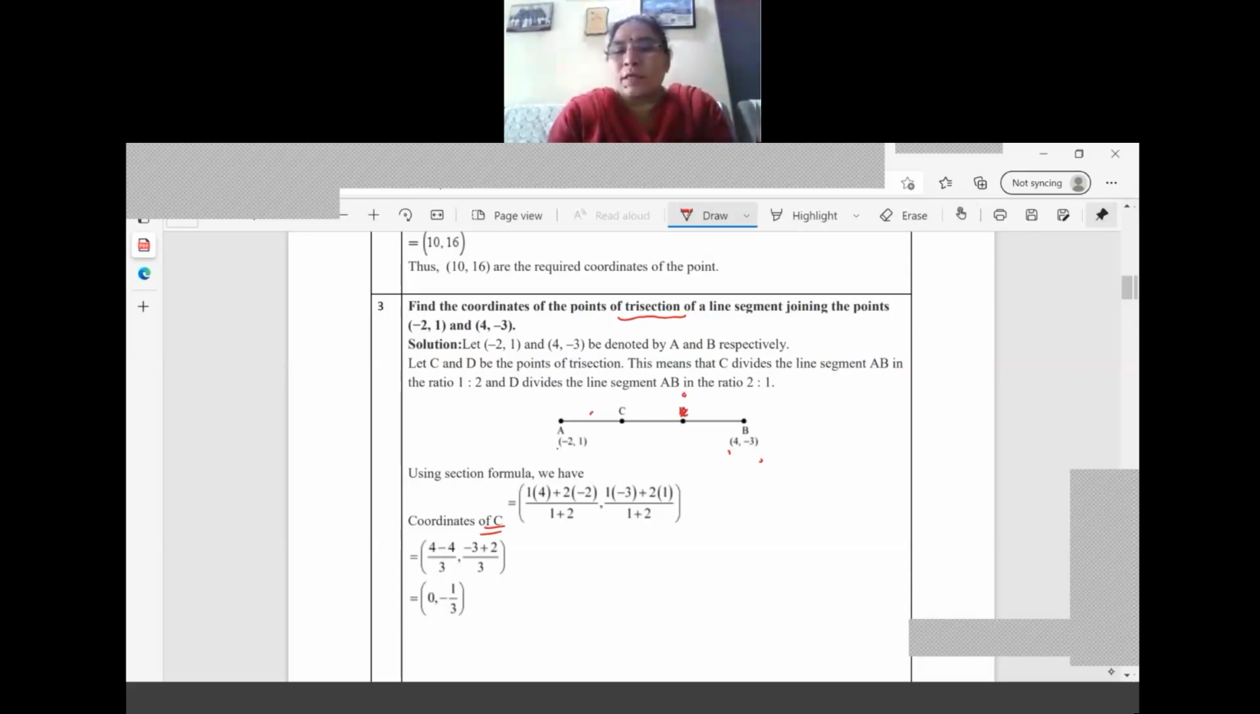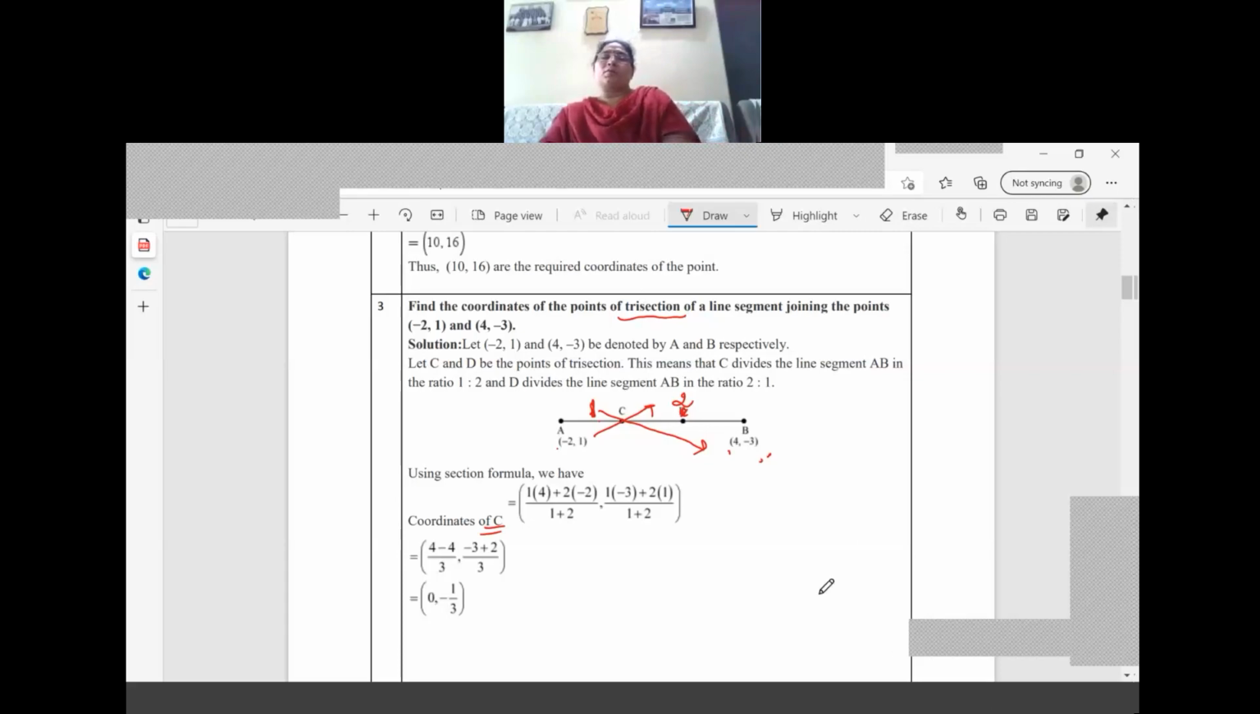So instead of D I'll write 2 here, then 1. I hope now it is clear for you. 1 into 4 plus 2 into minus 2 divided by 1 plus 2, and similarly y value 1 into minus 3 plus 2 into 1. If you are having doubt, just make a bracket with pencil like this and do the multiplication, then it will not happen any wrong.